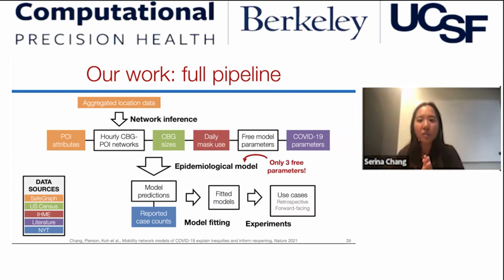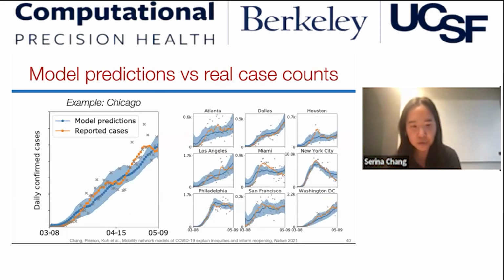And one thing I wanted to note is, as promised at the beginning, our model is able to be so simple because it takes in all of this real-world data. The model itself only has 3 free parameters, so literally 3 numbers, and we're still going to try to model the time-varying spread of the disease, even though the 3 parameters themselves are not time-varying. And despite how simple the model is, we are able to capture these complex case curves over time.